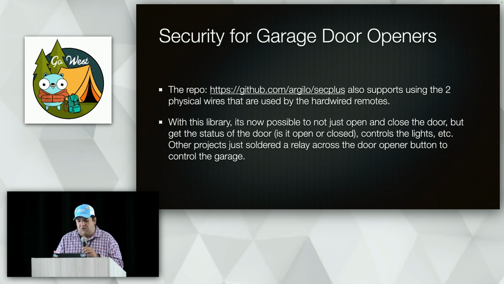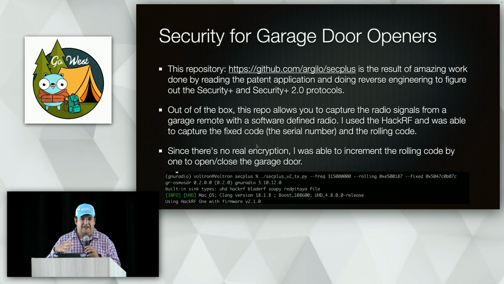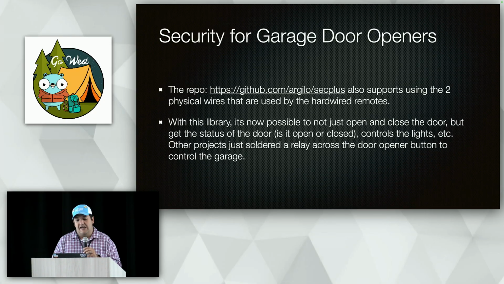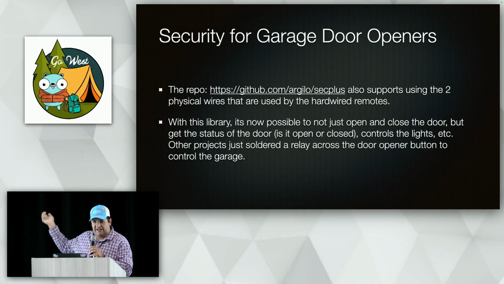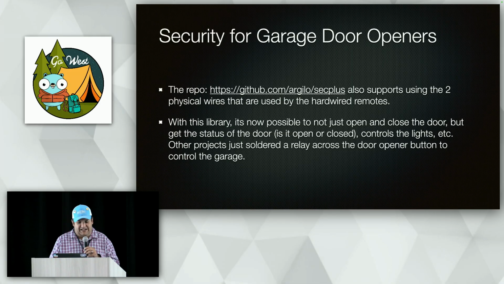As a follow-on, I did that with an actual physical wireless HackRF device, but the library also includes using the actual buttons. If you've ever used the buttons on the wall to open the door, it has wires going out of it. You could actually hook up an Arduino and control it that way. That's what's cool, because if you do any kind of home automation, in the past most projects were like, just solder up a relay to that button, and it's kind of janky. It works, but now with this library, you can talk to the garage door opener, right?